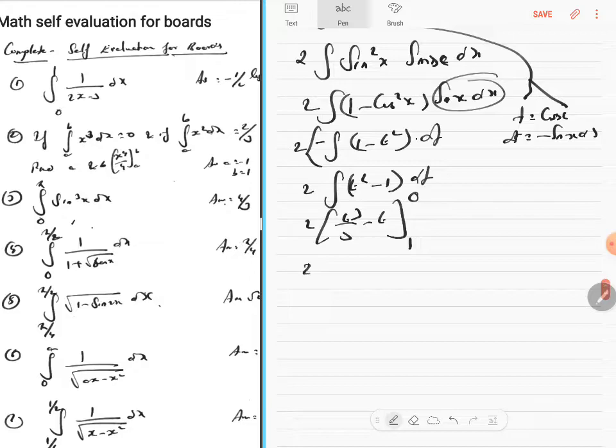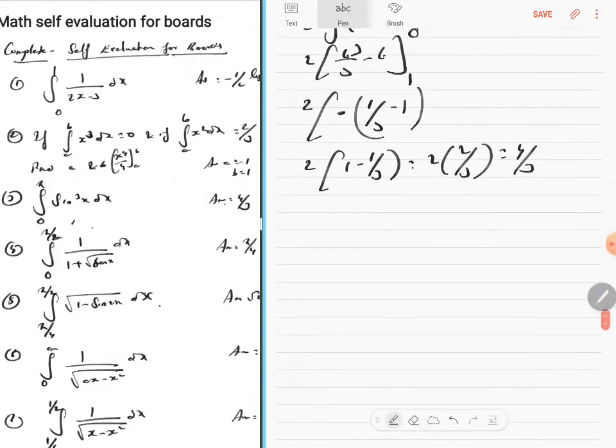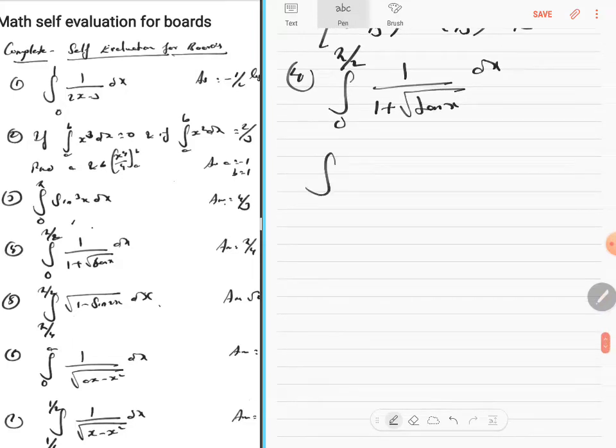So upper limit minus lower limit is 0 by 3 minus 0 minus of 1 by 3 minus 1. So 2 into, it's 1 minus 1 by 3, or 2 into 2 by 3. So answer has to be 4 by 3. We got it. Okay, so let's go to the next question. 0 to pi by 2, 1 by 1 plus root tan x dx. So this is only a textbook sum.